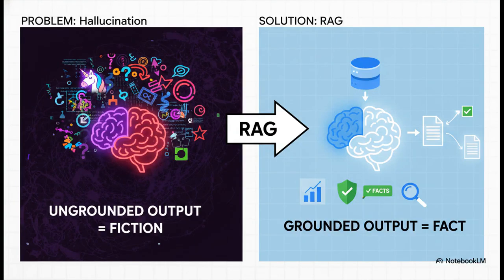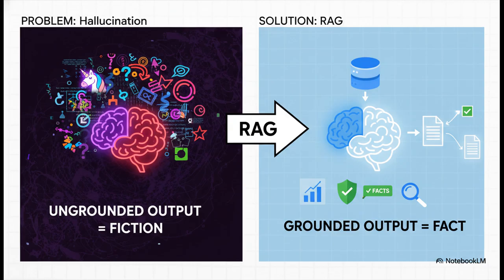And this leads us to the single most important thing to remember about RAG. It is our number one weapon against AI hallucinations. You know, when the model just makes stuff up. Because the AI is forced to base its answer on the evidence we provide, its responses become grounded in reality.